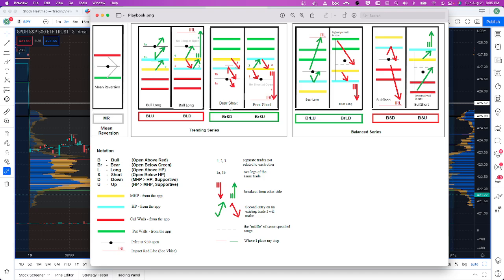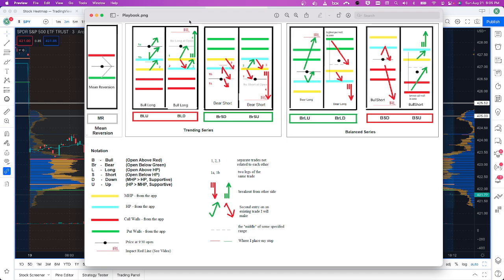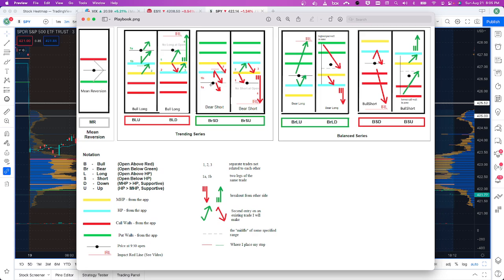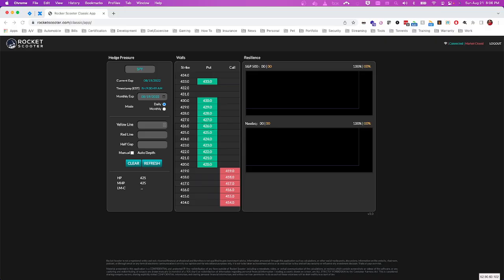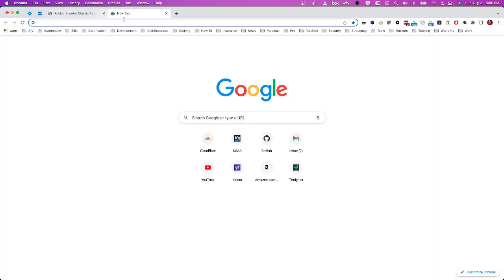So I just want to point out what I have here in front of us. This is the Rocket Scooter liquidity map. Now, if you're using Rocket Scooter, it's very important that you pull this from their Discord under liquidity maps. It's their playbook. And basically what this shows is how to trade a particular day based on what the Rocket Scooter liquidity map shows.